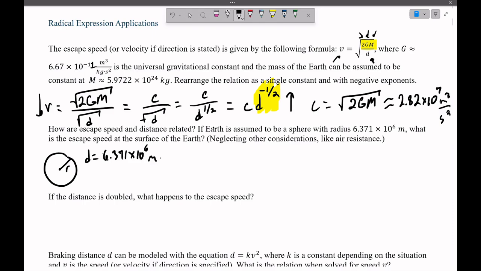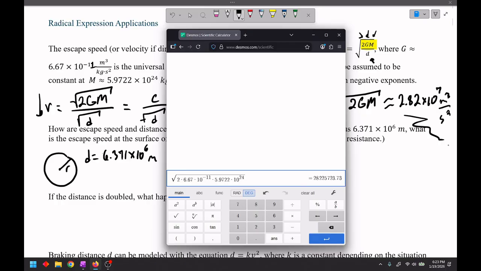So what's the escape speed at the surface of the Earth? Well, it's going to be v equals this c times 6.371 times 10 to the 6, to the negative 1/2 power. Of course, we're talking about radicals here, so you can distribute this power over this. And the square root is the same thing as this 1/2, so you can just do the rules of exponents there. And using this c here, we can calculate the whole thing together to get a number. So let's go ahead and do that. We already have c there. C is the answer.